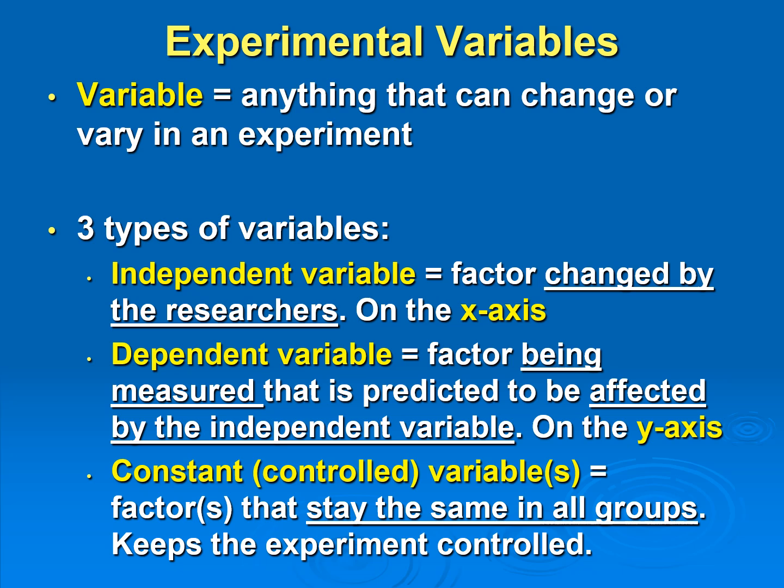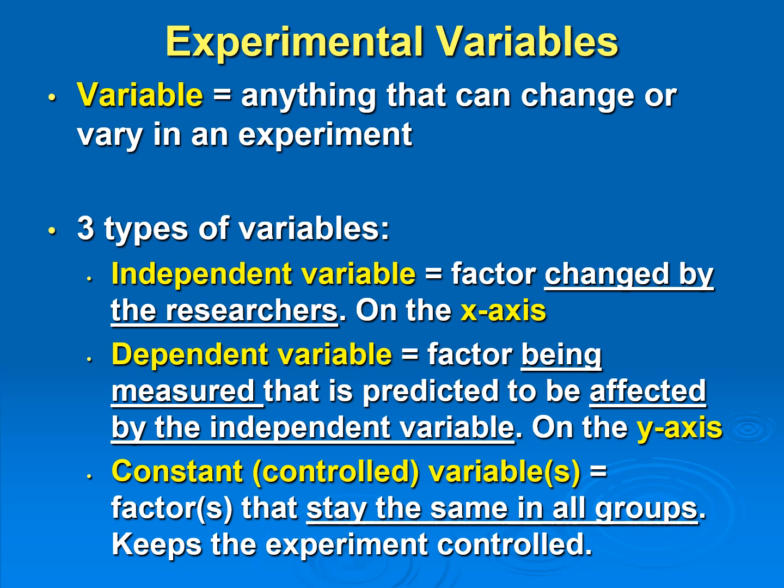Okay, so let's take a look at variables. A variable is just anything that can change or vary in an experiment. And there are three different types of variables. An independent variable is the factor that's going to be changed by the researchers. Usually you pick one thing that you want to study in your experiment, and that's what you're going to be manipulating and changing between the experimental groups, and that'll be your independent variable.